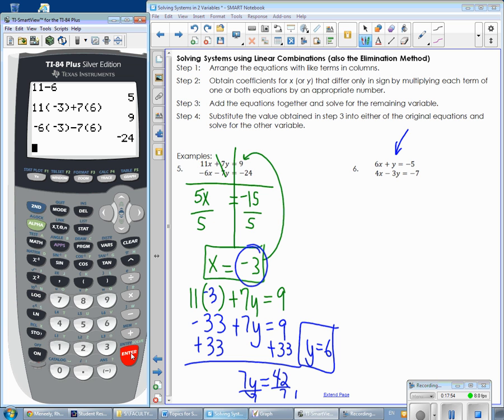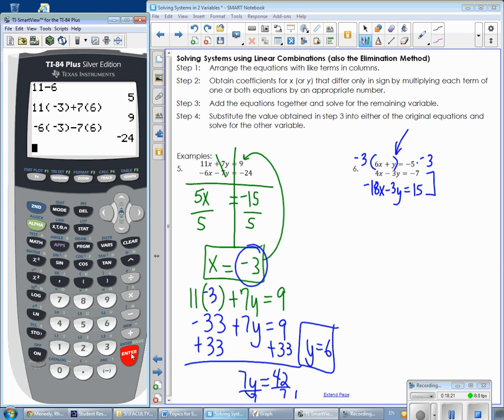So what I'm essentially going to do is multiply this side of my equation by negative 3, and I'm going to multiply the other side of the equation by negative 3, because as long as I multiply both sides by the same thing, I've kept the equation balanced. So let's go ahead and multiply through. This first equation now becomes a negative 18x minus 3y, and it's going to equal a positive 15. And so now I'm going to combine those two equations.